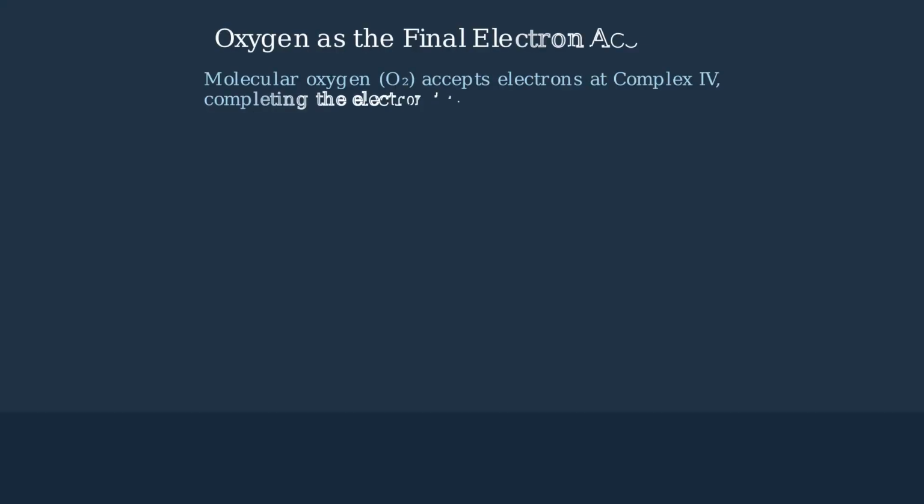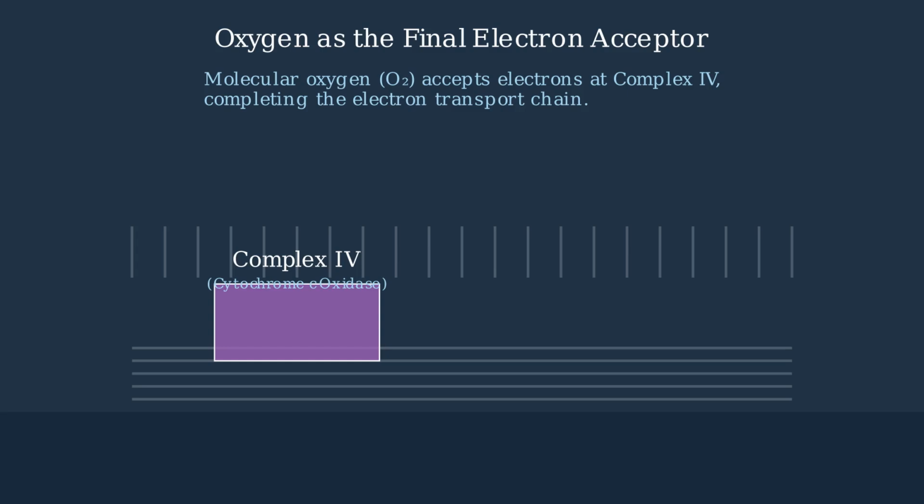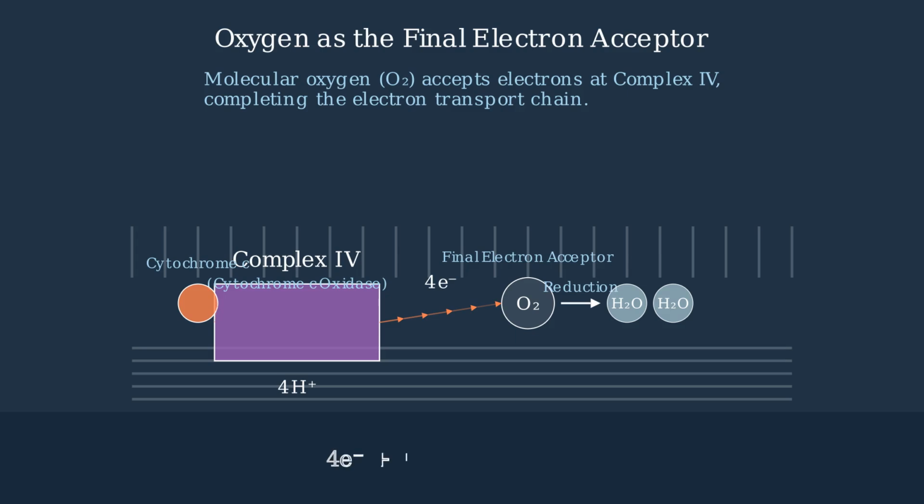Molecular oxygen serves as the final electron acceptor in the electron transport chain. The electron transport chain concludes at complex 4, also known as cytochrome C oxidase. Electrons are transferred from cytochrome C to complex 4 and then to molecular oxygen. At complex 4, oxygen receives 4 electrons and 4 protons, becoming reduced to form 2 water molecules.